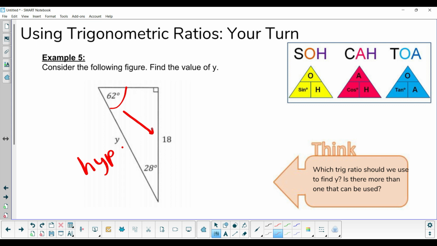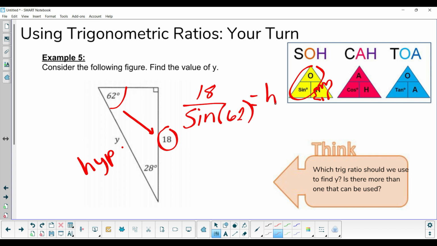So that will be my opposite side, so I can use sine. I'm missing the hypotenuse, so I'm going to cover my hypotenuse here with my hand, and I'm going to have opposite over sine. My opposite is my side, so 18 is my opposite divided by the sine of 62. That will be your hypotenuse. They're using a capital H, so I'm going to use a capital H.